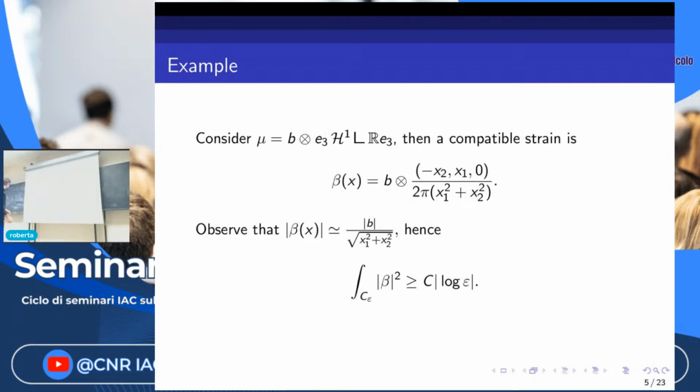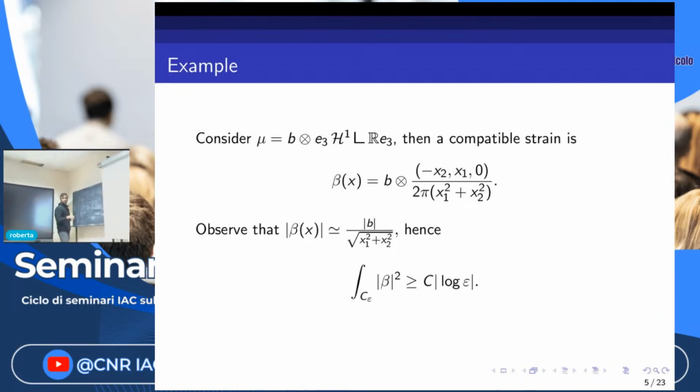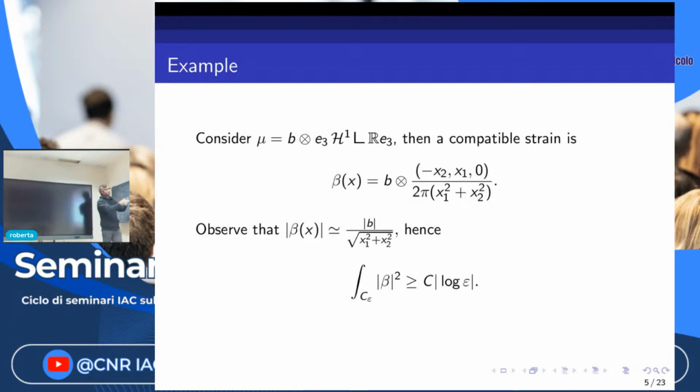C_epsilon here, I didn't say, is simply a cylinder of length 1 and small radius epsilon. So as epsilon shrinks to zero, the L2 norm diverges.